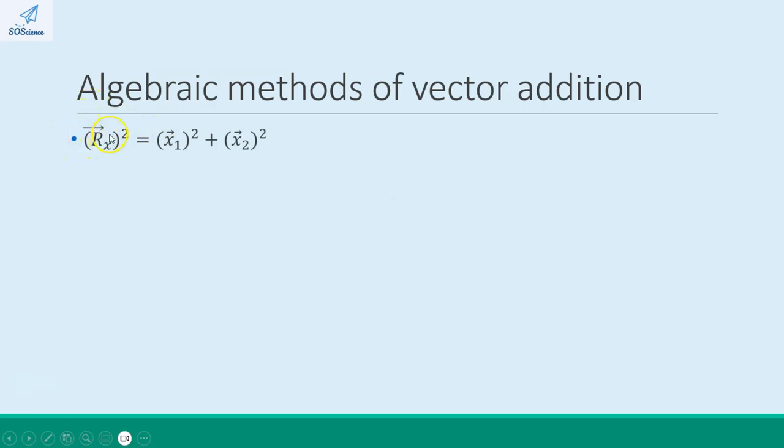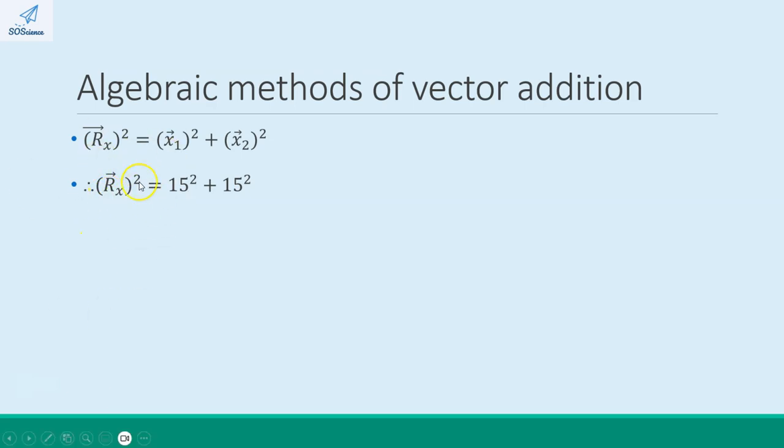So the resultant displacement squared is equal to displacement 1 squared plus displacement 2 squared. When you show this formula based on the Pythagoras theorem, you must use the vector symbols that are relevant to that question.